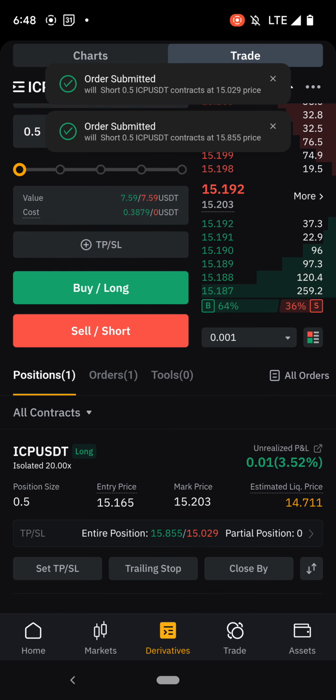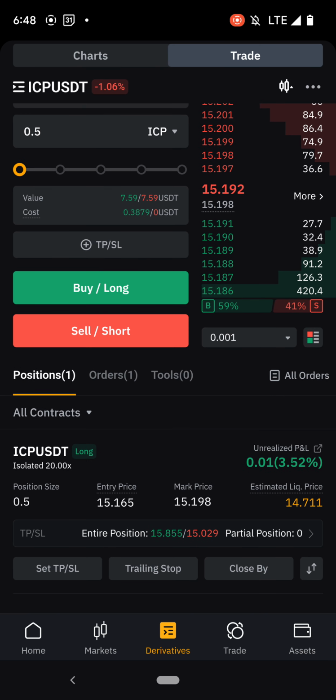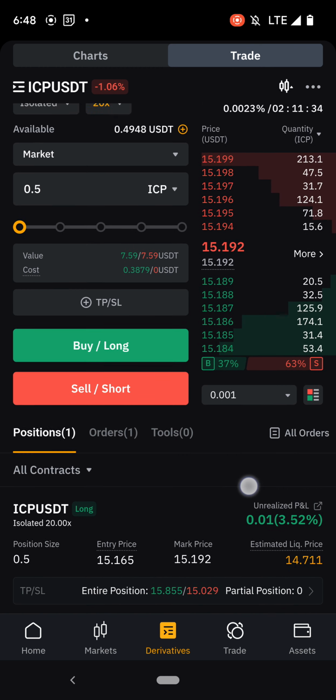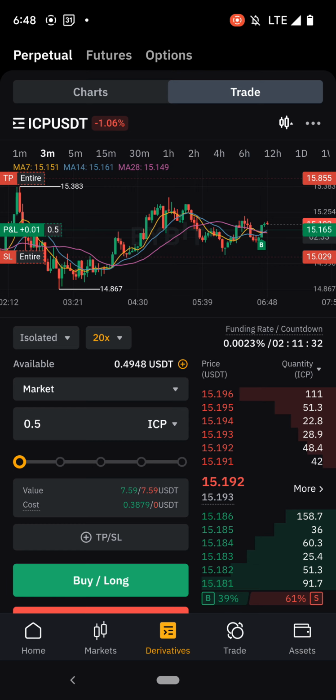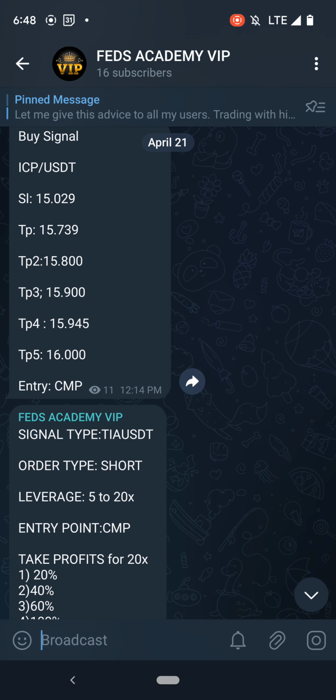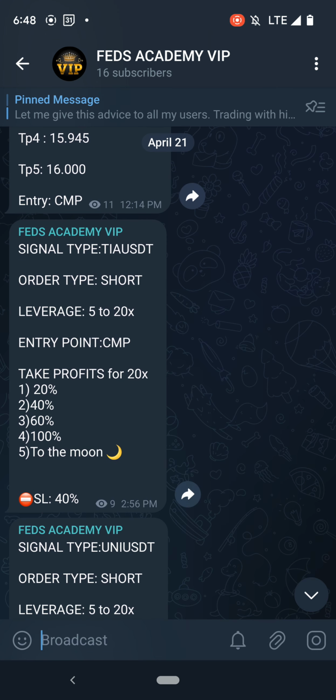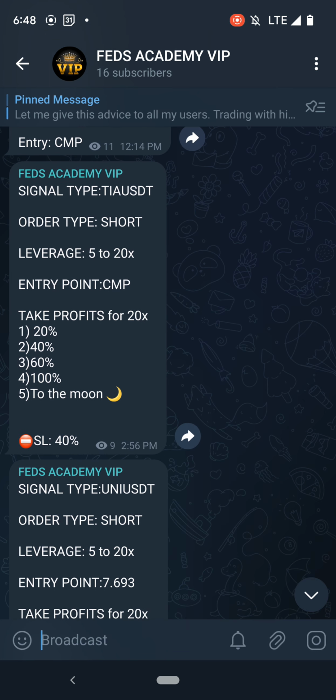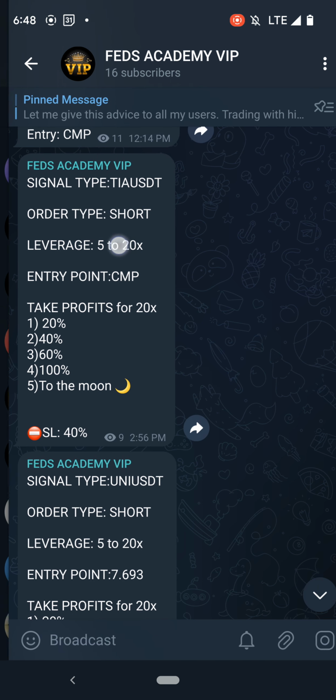Always make sure you set your take profit and your stop loss. Look at it, guys, we are already at 3% profit. It means this particular trade is running on profit. Now let me demonstrate another trade, another signal. Let me say a buy signal. Okay, good. This is a signal type. This is a sell signal. Sorry, let me demonstrate this sell signal.